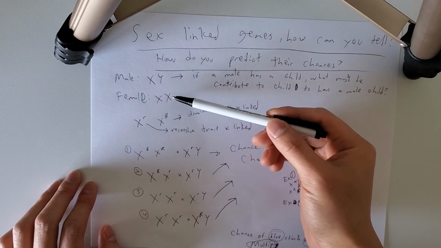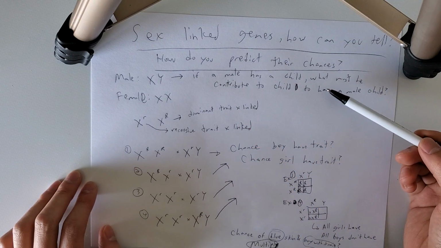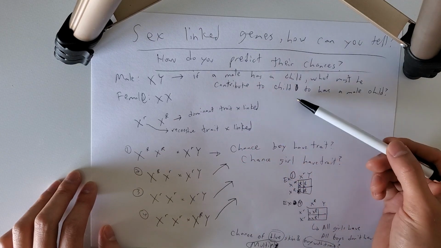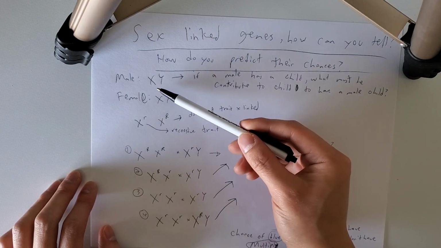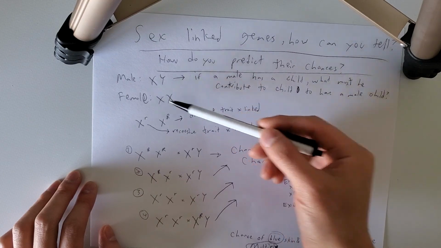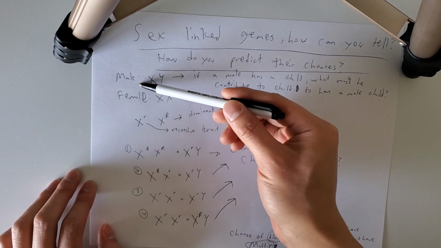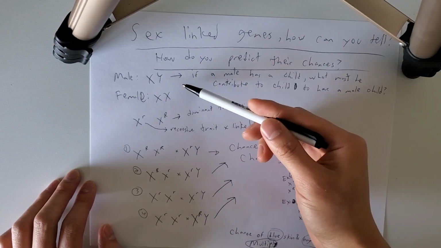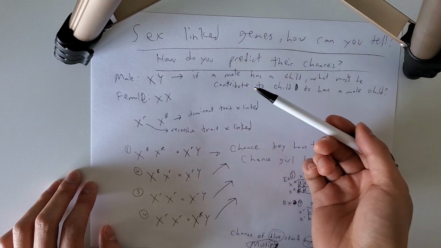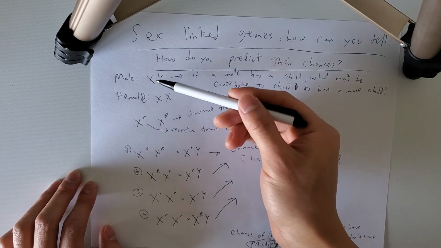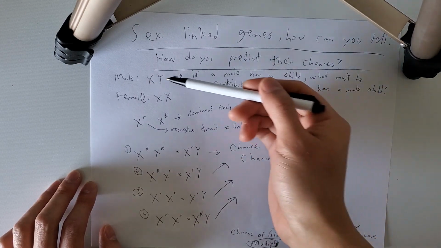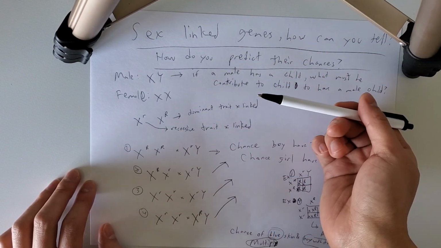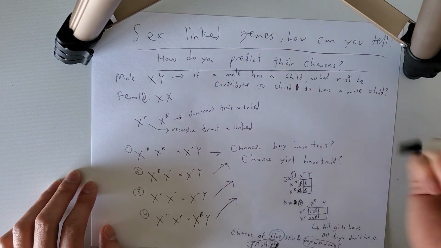And so if you look at it, if a male has a child, what does the male have to contribute to the child in order to have a male child? So if we look at it, who is the only one that has a Y chromosome? Men. So it's actually the male sperm that decides whether the child is going to be a male or a female, because the male sperm can either have an X chromosome in it or the male sperm can have a Y chromosome in it. The female does not have a Y chromosome, so the female can only contribute X chromosomes.